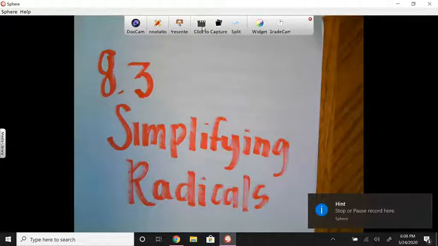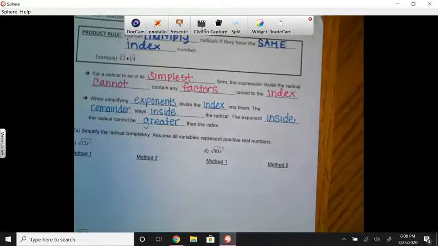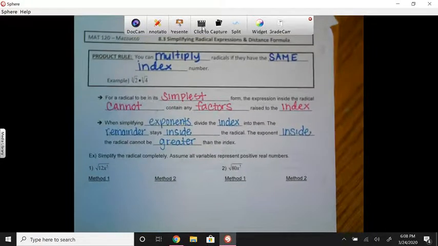This video is on simplifying radicals. So you can go ahead and pause the video and fill in your blanks.